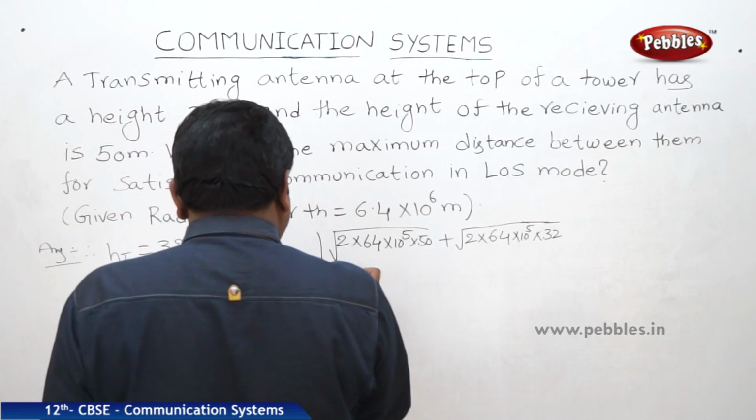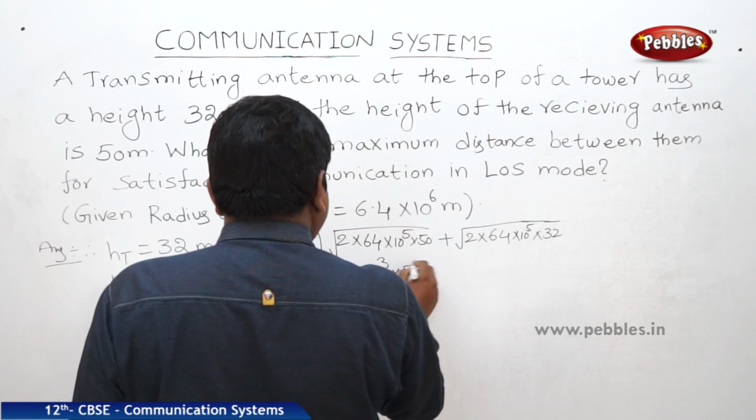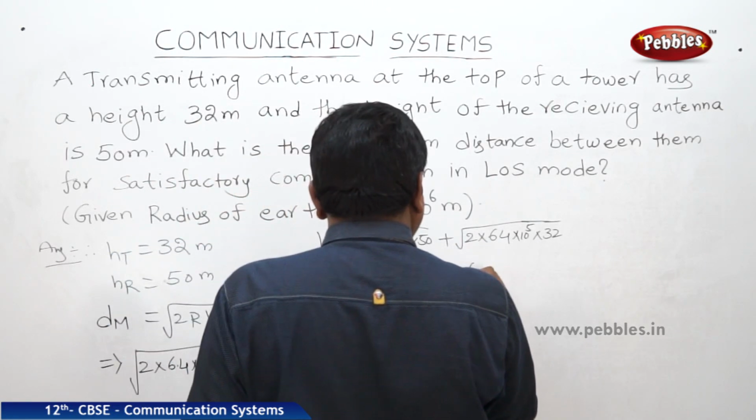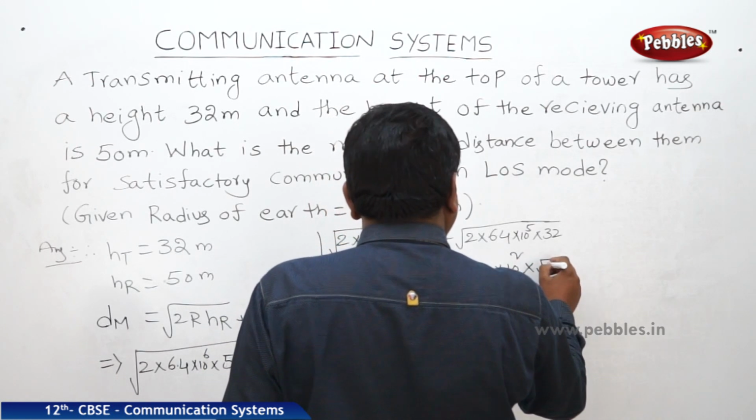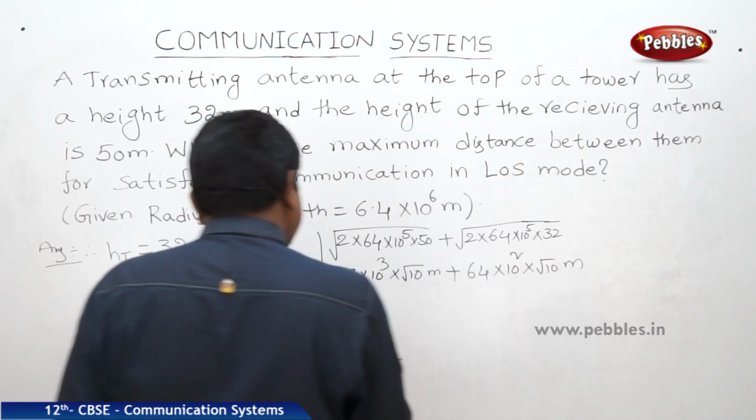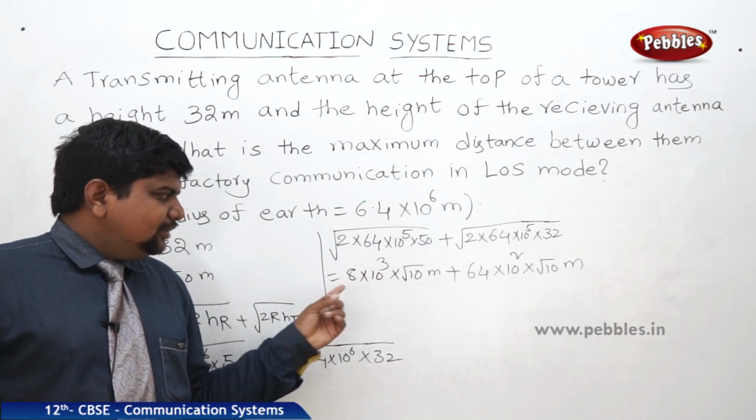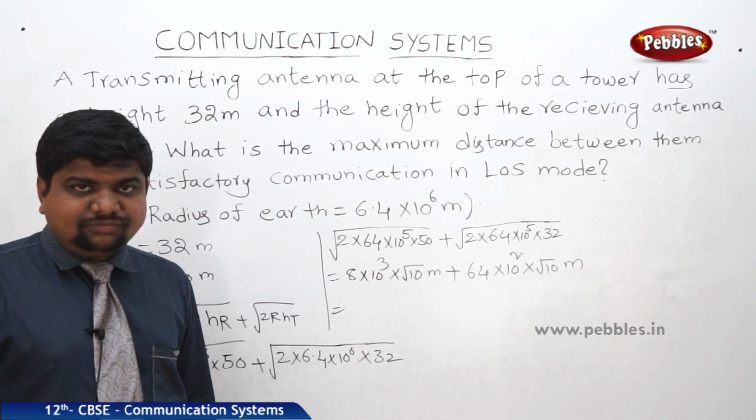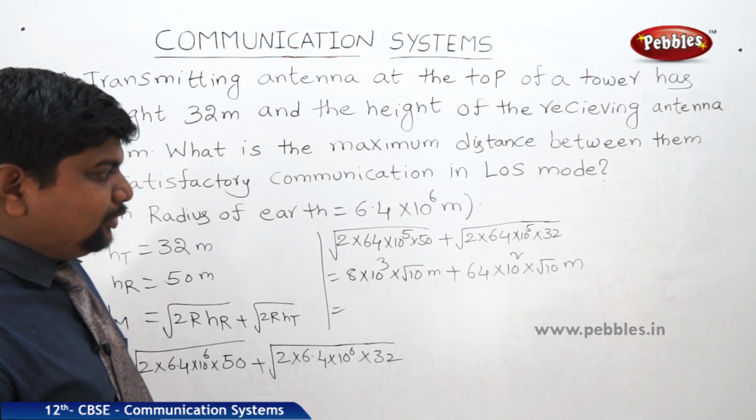So this one will become 8 into 10 to the power of 3 into root 10 meters, plus this one is 64 into 10 square into root 10 meters. This is 8 into 10 cube into root 10. If we take root 10 as common, we can get 8000 plus 6400, 14,400. So 1200 into, we can write 3.14.